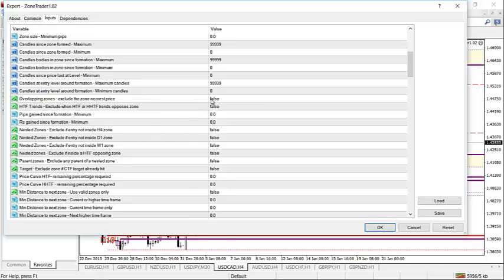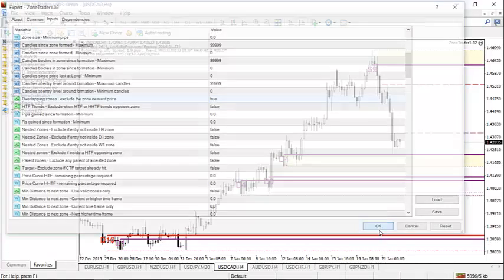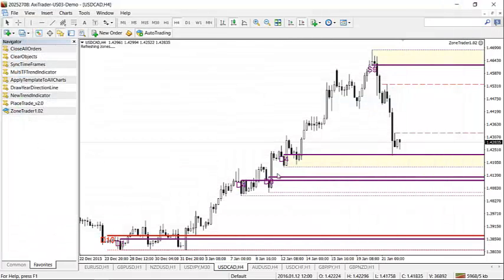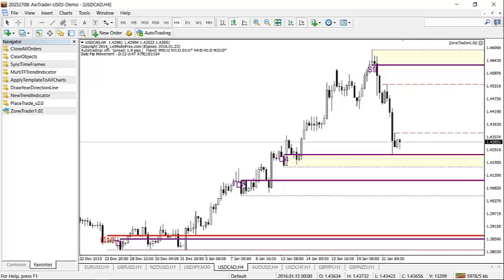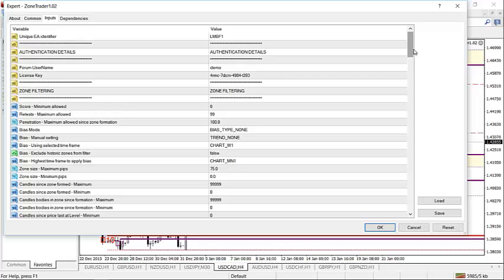The overlapping zones, turn that to true. Okay, and we'll see it disappear in a minute. There it goes. So now we'll only be considering this zone for possible trade entries. Let's keep on going down and maybe find a few others.